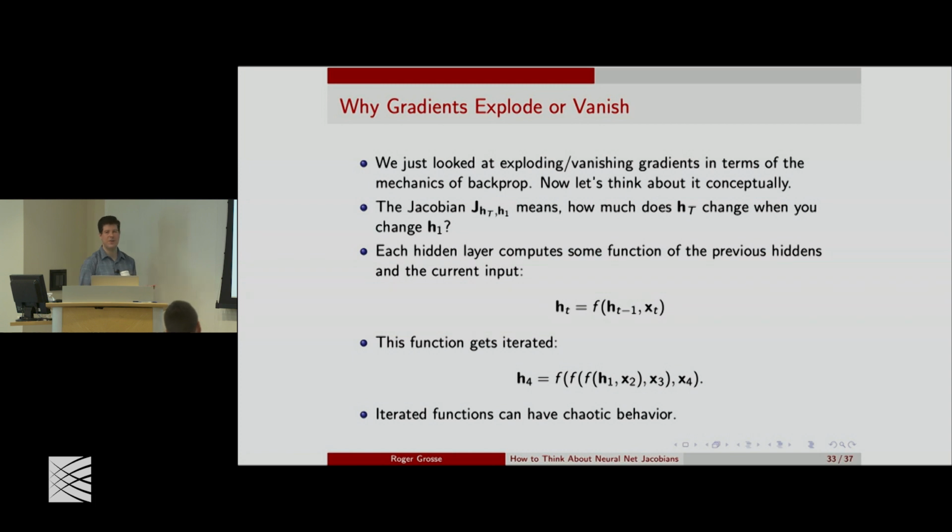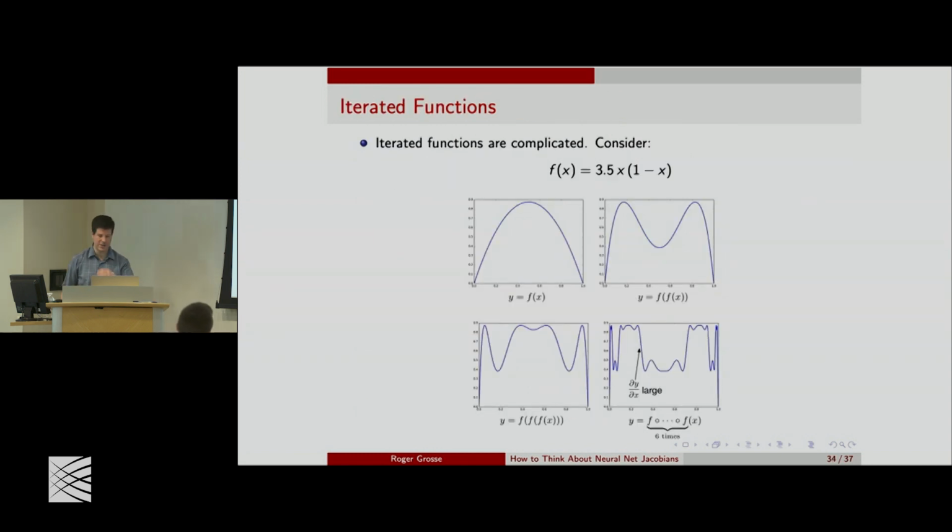And if you think about an RNN, it's basically, so if the weights are the same in every layer, right, for every time step, then each time step computes some function of the current input and the previous hidden activations. And you're just iterating the function lots of times. And iterating a function, even a very simple one, can produce some fairly complicated behavior. So here's sort of a classic example.